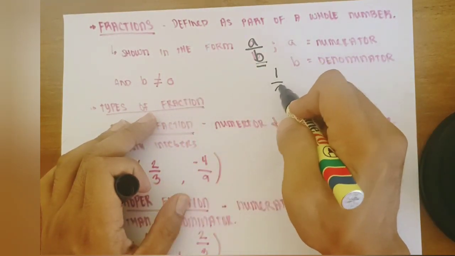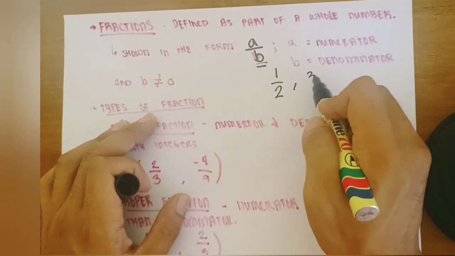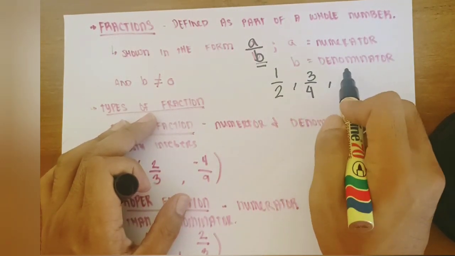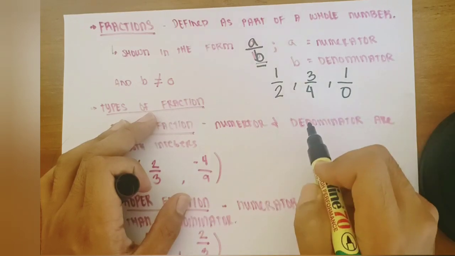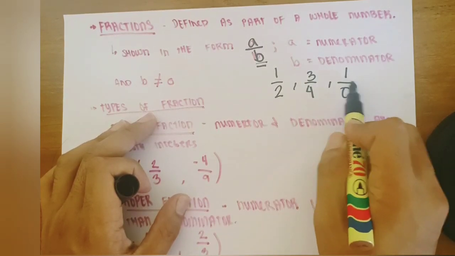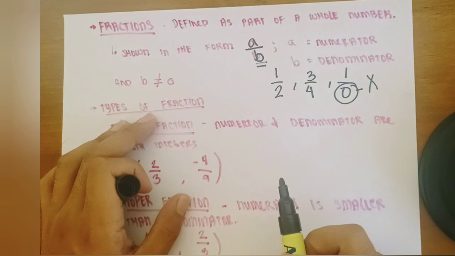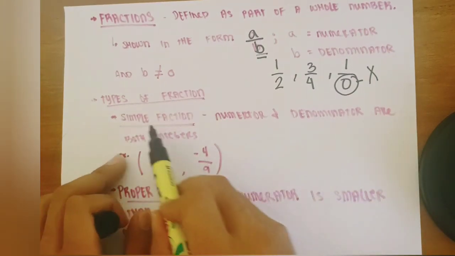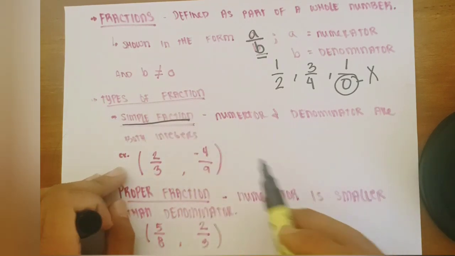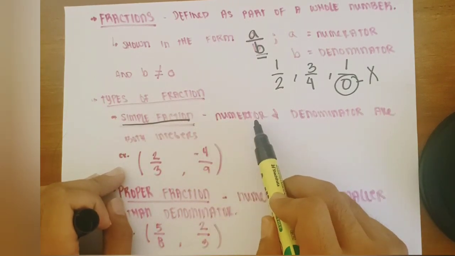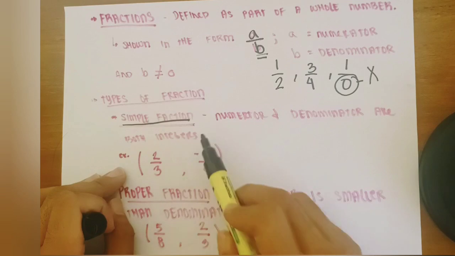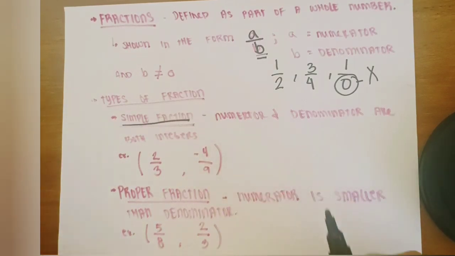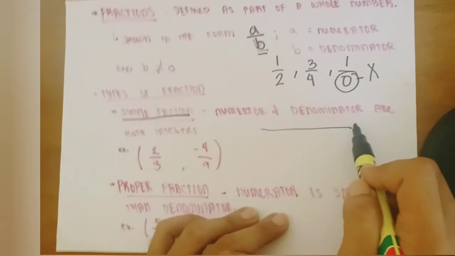Pwede ang 1 over 2, 3 over 4, pero bawal ang 1 over 0. Kahit anong 0 ang denominator, bawal yan. So, sa types of fraction tayo. Meron tayong tinatawag na simple fraction. Simple fraction is where the numerator and denominator are both integers. Diba katulad nga ng discuss natin sa part 1 na ang integer is any whole number na nasa number line.